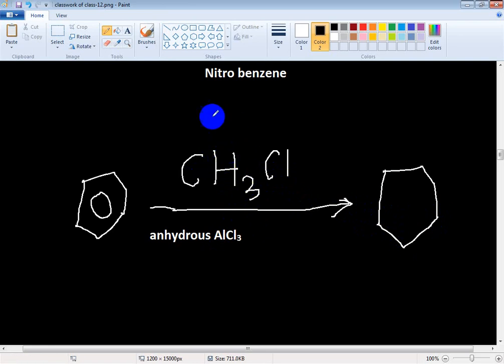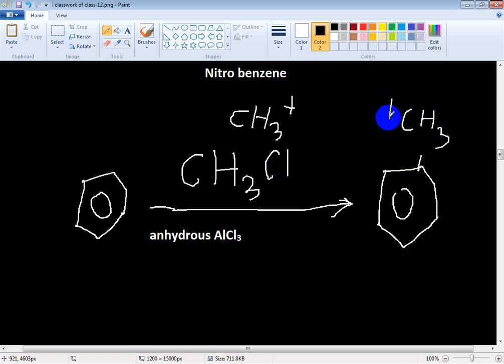Here CH3 is the electrophile, so CH3 will be added. So toluene is formed, and from hydrogen and chlorine, hydrogen chloride is formed. In the presence of alkyl halide and anhydrous aluminium chloride, benzene forms toluene. This reaction is called Friedel-Crafts alkylation.